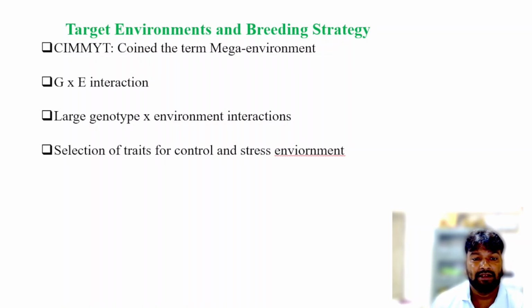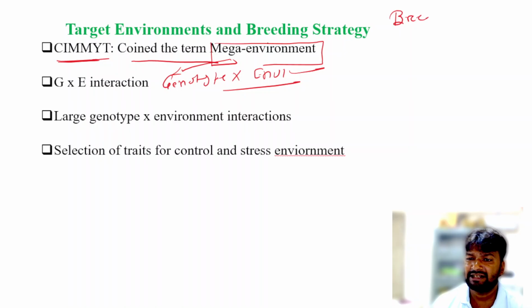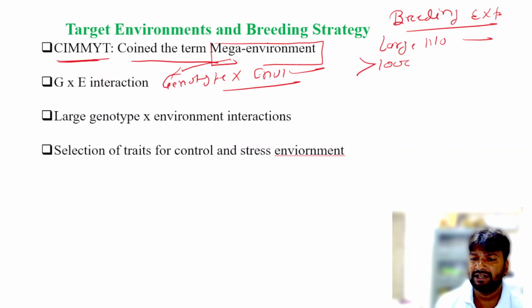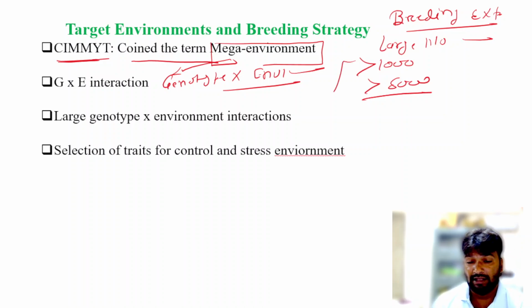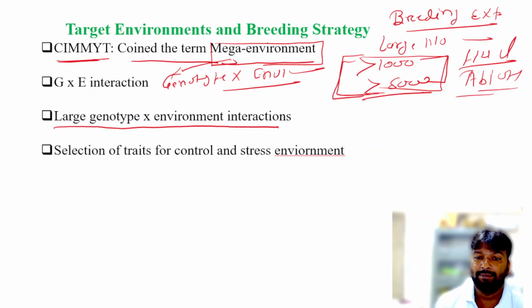Okay. Also, Cimmyt coined the term mega environment for the study of genotype into environment interactions. So friends, you know that when we go for breeding strategies or breeding experiments, there is a large number of germplasm. It could be more than 1,000 or more than 4,000. So the study of this germplasm in field conditions and under different abiotic conditions is difficult. It is very difficult to test such a large number of germplasm, or large genotype and environment interaction. So mega environment is used for the selection of traits for control and test environments in breeding trials.